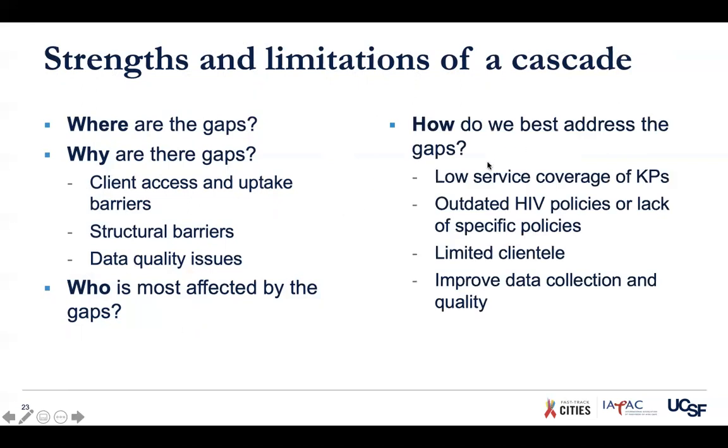And then how do we best address them? So we have problems like low service coverage for KPs, outdated HIV policies or lack of specific policies, a limited clientele, and then always throughout all these things, data quality runs.